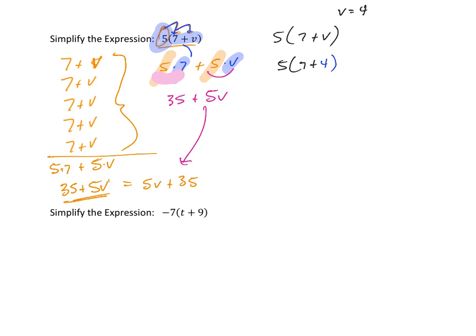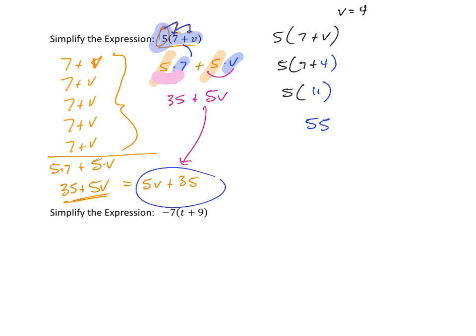Now we have to follow order of operations, because if you're distributing wrong in the first place, if you distribute the 5 here wrong, you're going to make the same mistake. So we're just going to simplify this, which means we're going to have 5 times 7 plus 4 is 11, and then that's going to give us 55.